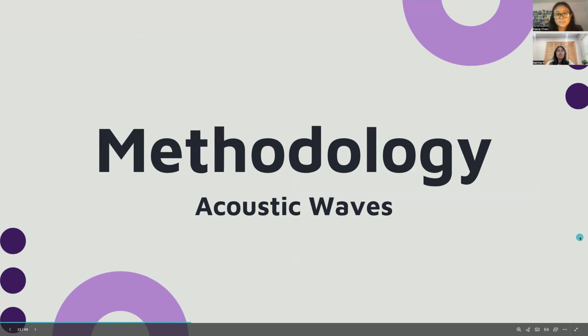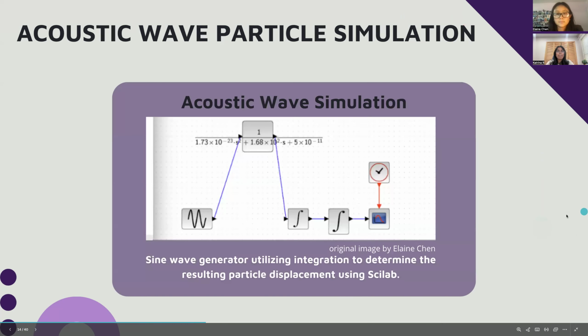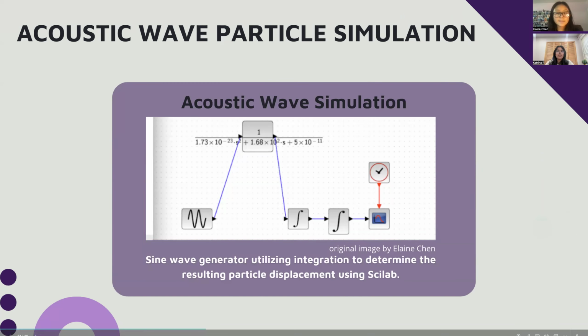And now let's walk through how we simulated this process, starting off with the acoustic wave modeling. This slide shows our acoustic wave simulation that we built in Scilab. We use a sine wave generator to model acoustic vibrations, and the values shown represent physical parameters like wave speed and particle mass through the second order function.